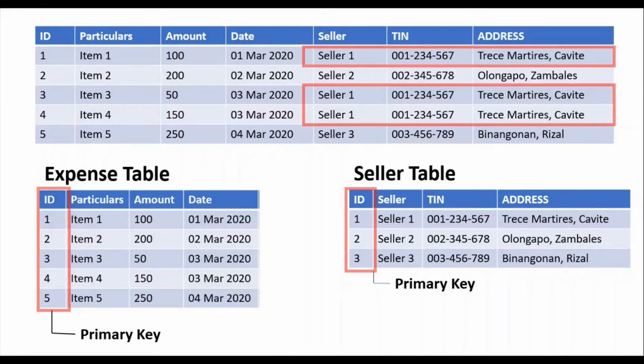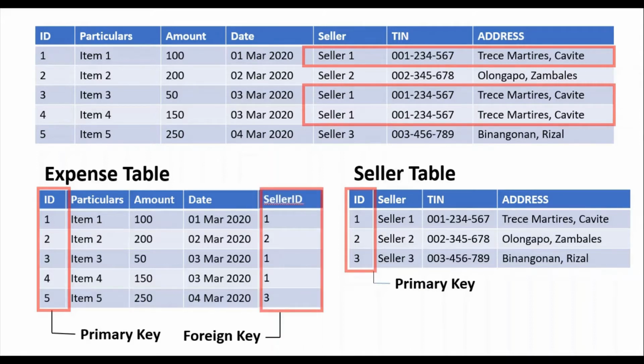To link the two separate tables, we need to add foreign key to expense table. Foreign key is the column of a table that points to the primary key of another table. This helps the table to pull information from the other table. We will demonstrate how to link tables later in this video.